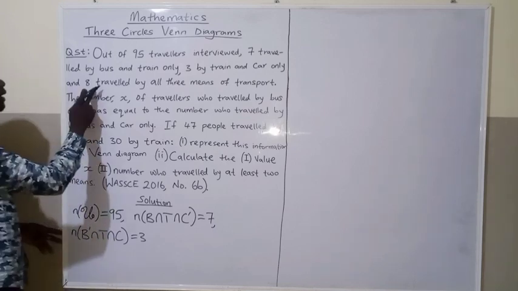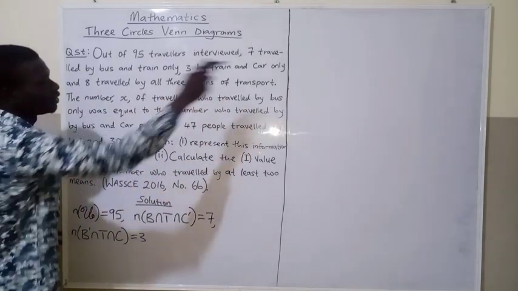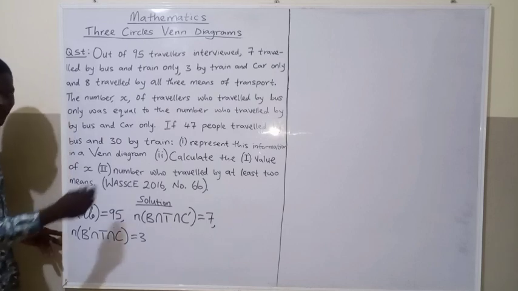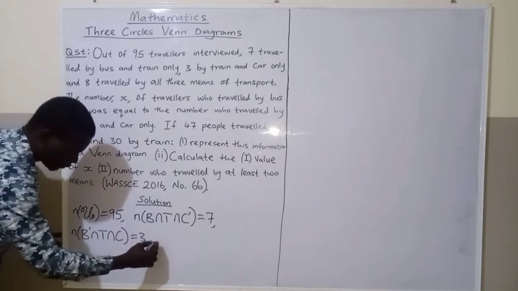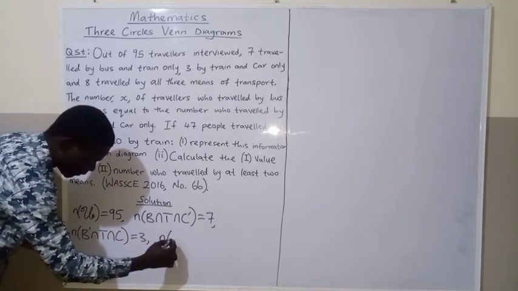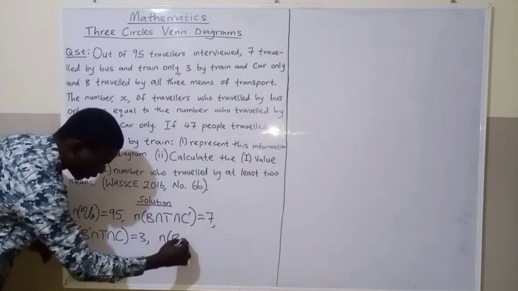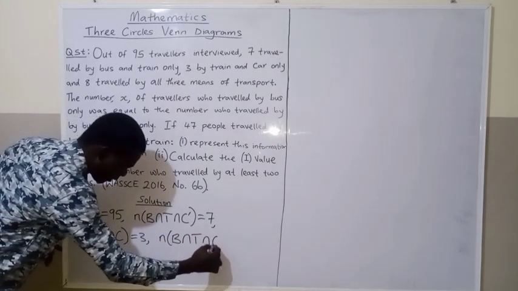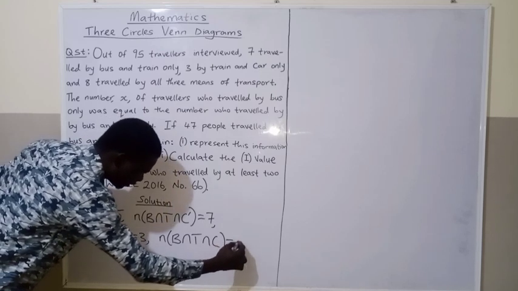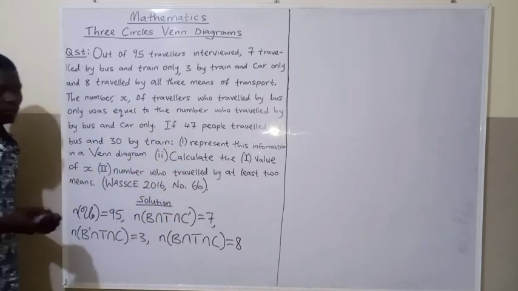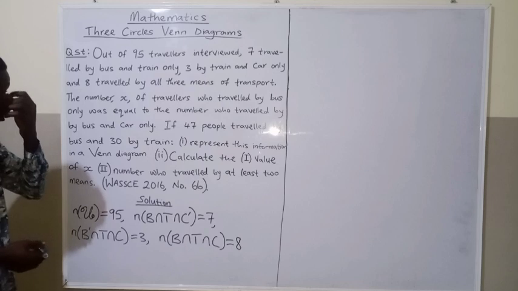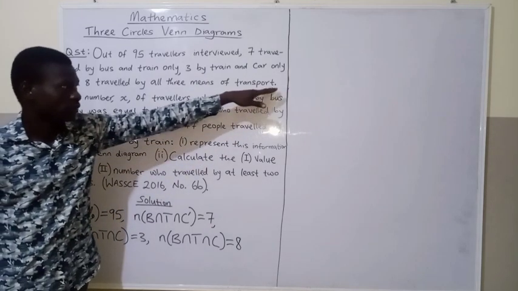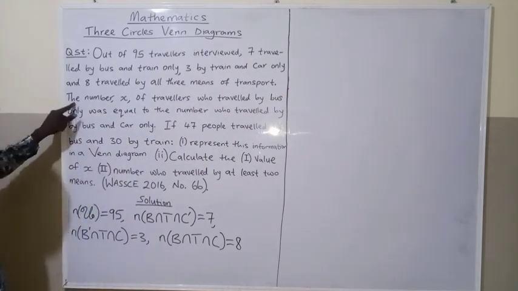Now, 8 traveled by all 3 means of transport. So the 3 means of transport, that is the number that traveled by bus, by train, by car, all together, there are 8 of them. So these are the people that traveled by all 3 means of transportation. That's full stop. Then again, the number X.